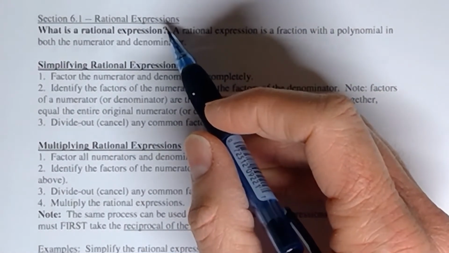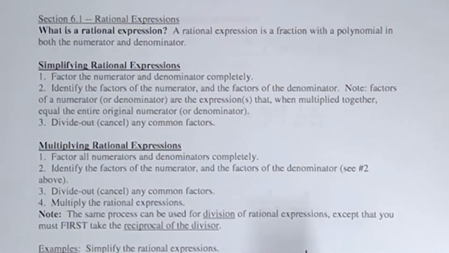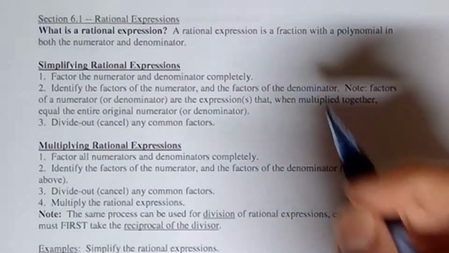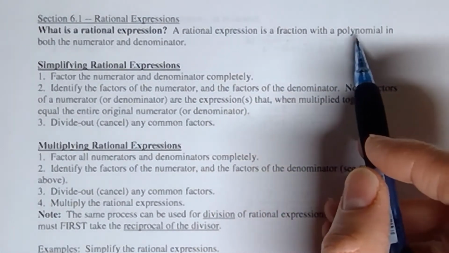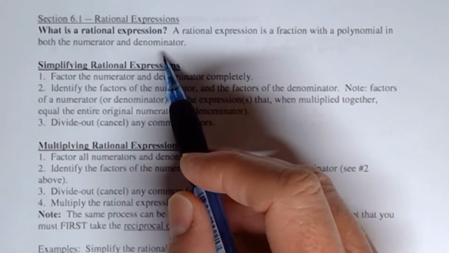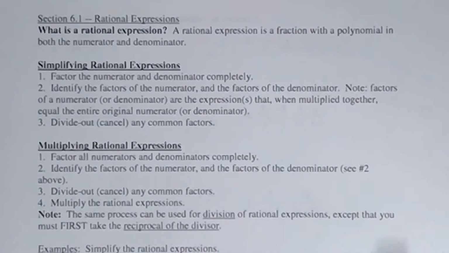It mentions rational expressions. A rational expression, you guys, is basically a fancy way of saying a fraction, okay? But it's not just any fraction. It is a fraction with a polynomial in both the top and the bottom, both the numerator and the denominator. Remember, the top is the numerator of the fraction, and the denominator is the bottom of the fraction.